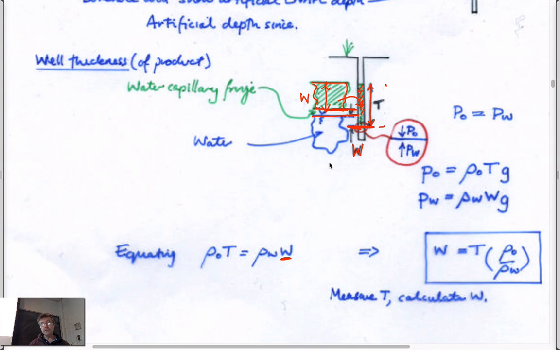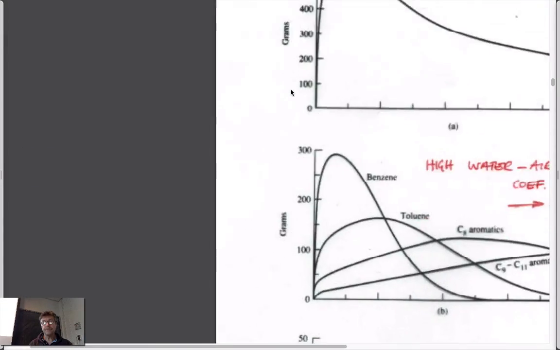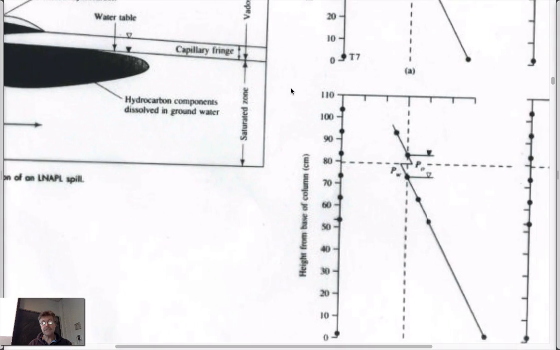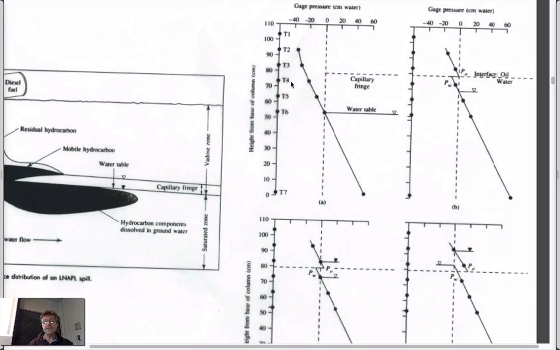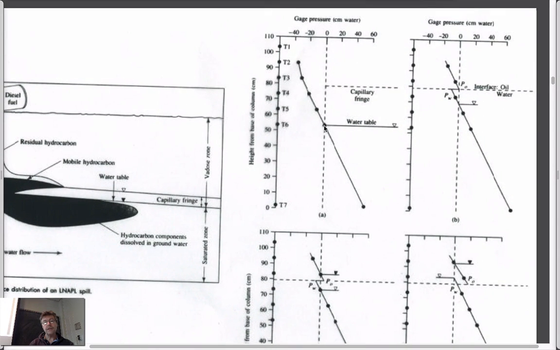What we can do is merely a force balance. Because this stuff sits on top of the water table, these are the pressure profiles that develop within the water table as you put this slug of gasoline on top. Initially, there's no gasoline. The water table, by definition, is at atmospheric pressure, zero gauge pressure. This is in tension directly above it and in compression as you go down below it.